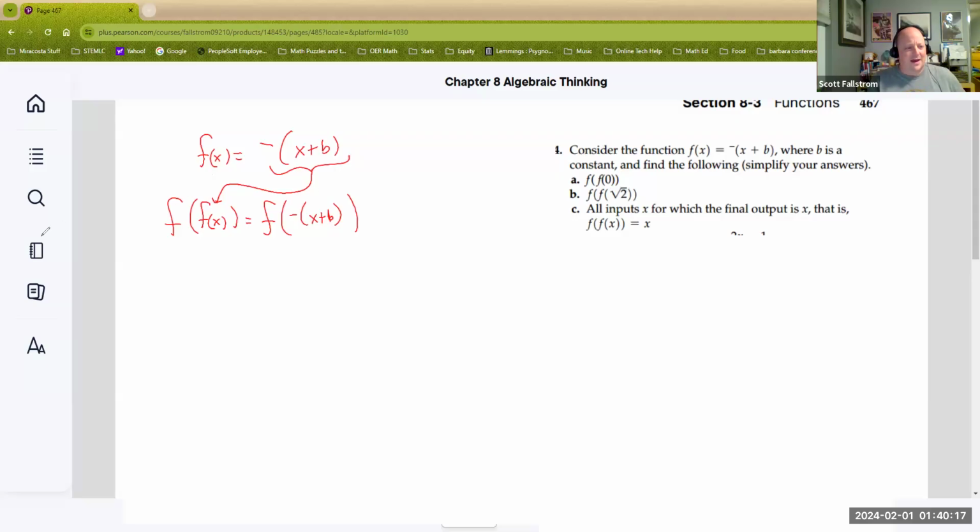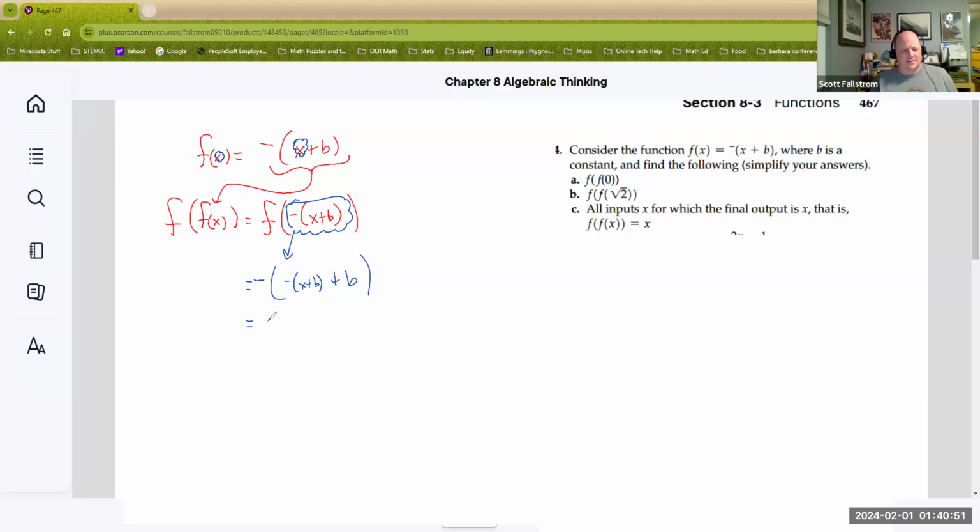But f of x, and this is where sometimes it's helpful to say, hey, what if this wasn't f of x? What if it was f of cloud? Well, then there'd just be a cloud over here. So in your case, what's in the cloud is this thing. And that is going to go inside the function. It's going to equal the opposite of cloud, which is the opposite of x plus b. And then it says over here, plus b. Okay, there's your cloud.